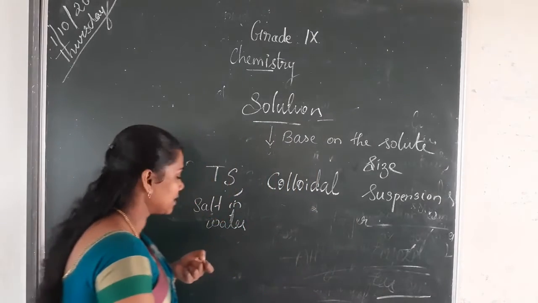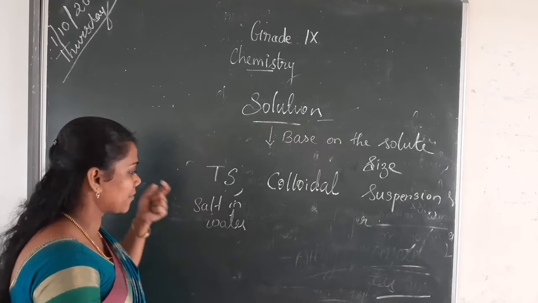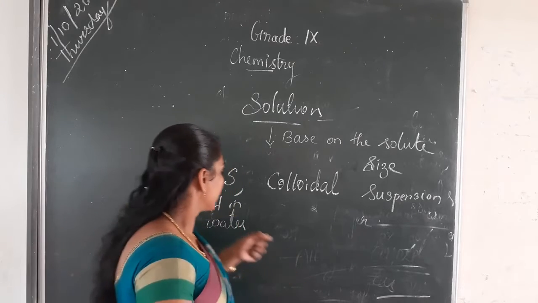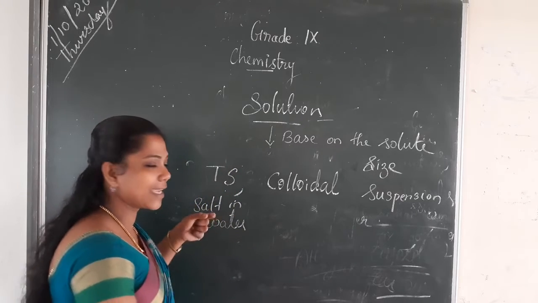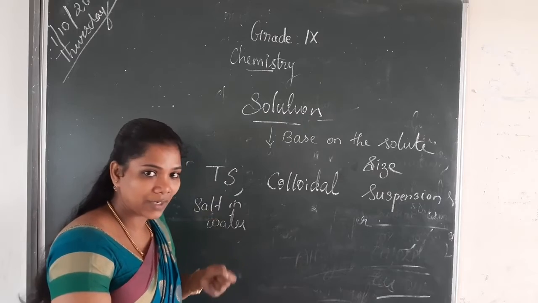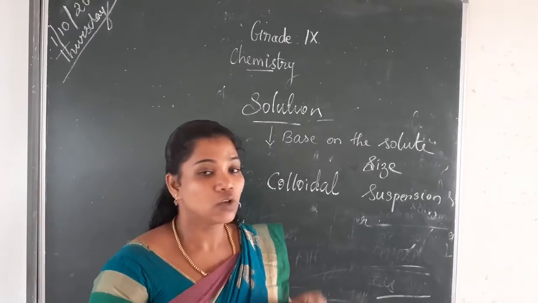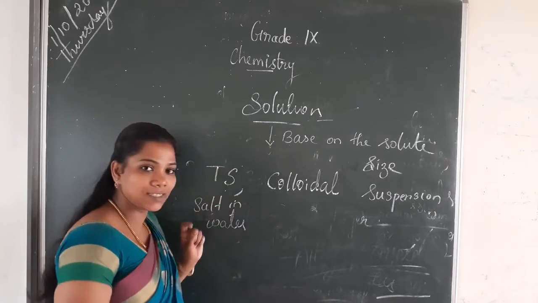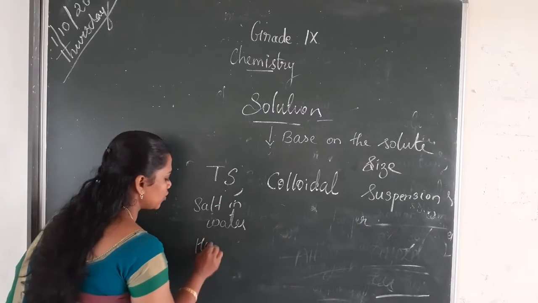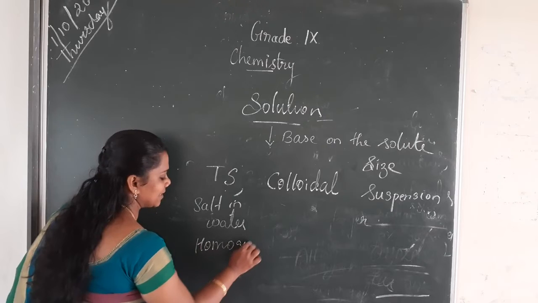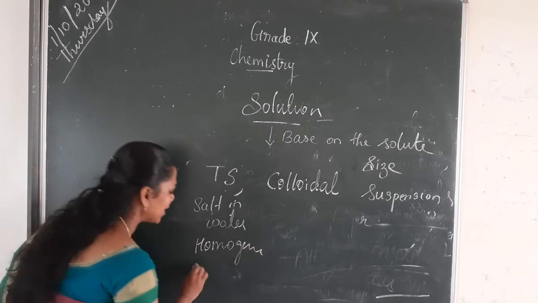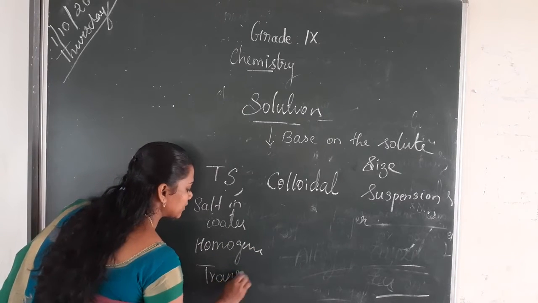It is in nanometers, very small in size, 10 to the power minus 7 nanometer maybe down. So it is very small, and it cannot be seen with the naked eye. At the same time, you cannot filter it. It forms a homogeneous solution. It forms what type of solution? Homogeneous. And this true solution is very transparent. It will be a clear solution.